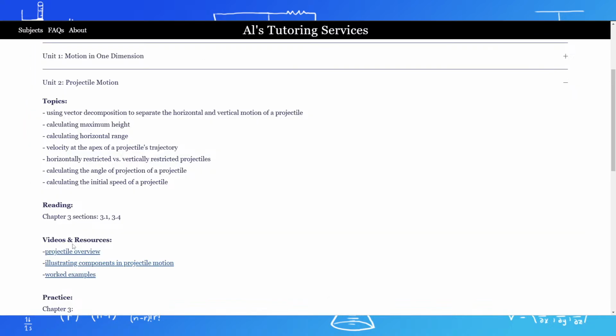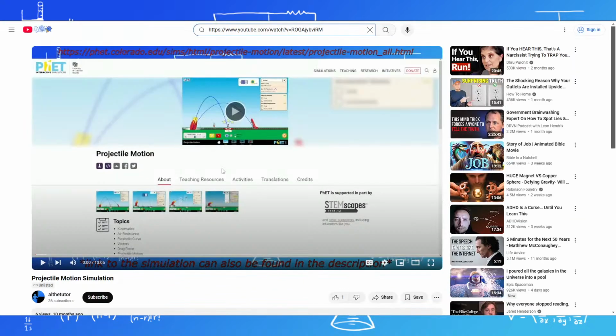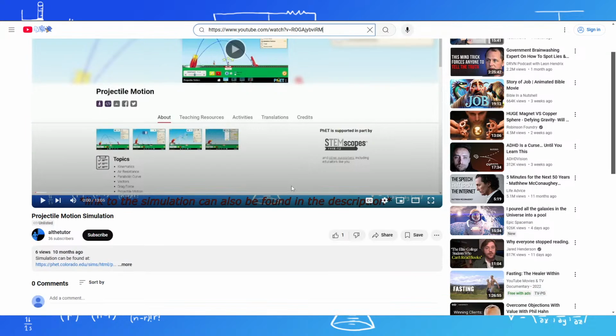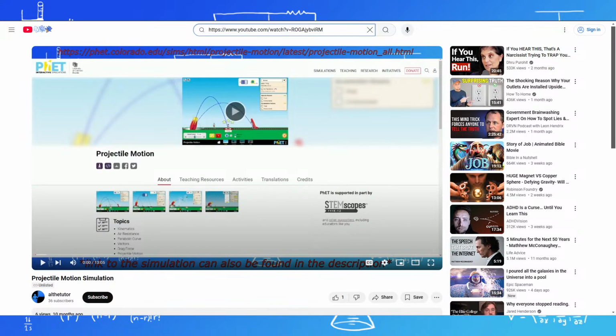But I will definitely put it under the videos and resources. This is kind of like a self-guided project where I want you to experiment with the projectile motion simulation from PhET, P-H-E-T simulations. It's also linked in the description. Those would be your big homework assignments. With this project, you also want to dedicate some time to understanding conceptually how air resistance changes things.